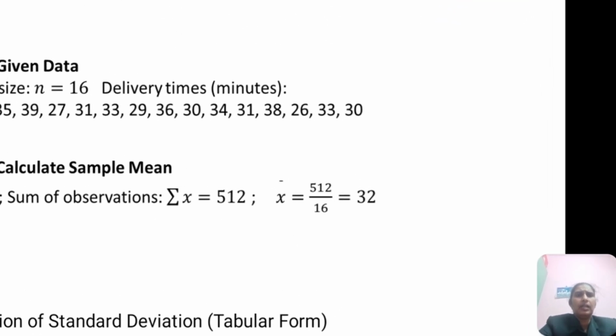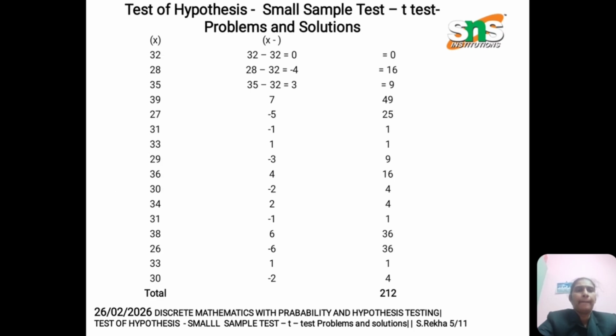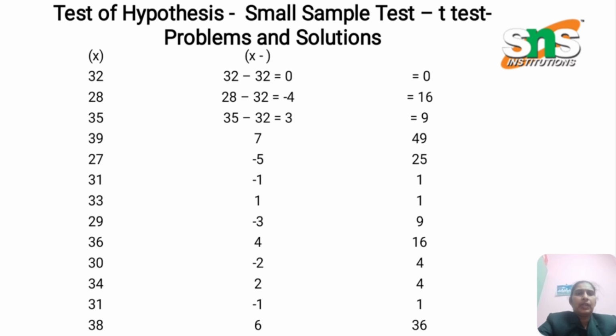1.753. A number of sample delivery times are given. If 16 sample values are given, we have to find the summation for that, because directly we are not able to apply. So for that we apply the formula summation x by n, where summation x equals 512, divided by 16.